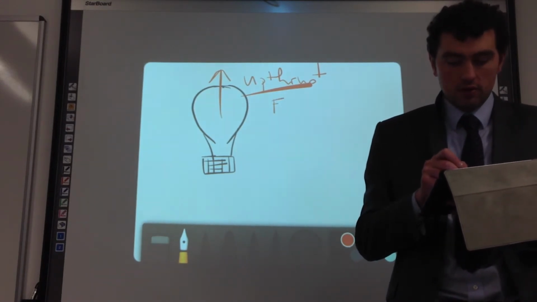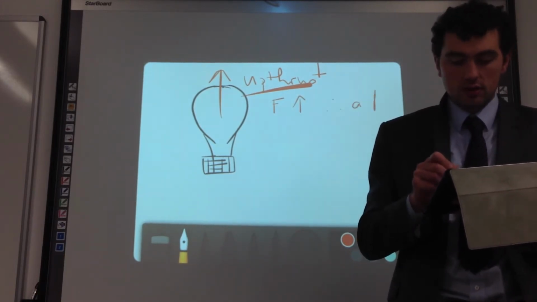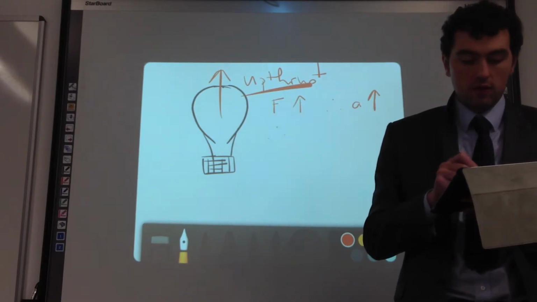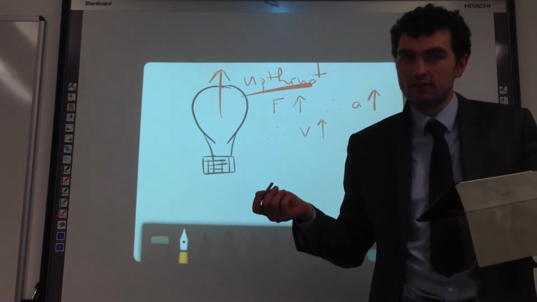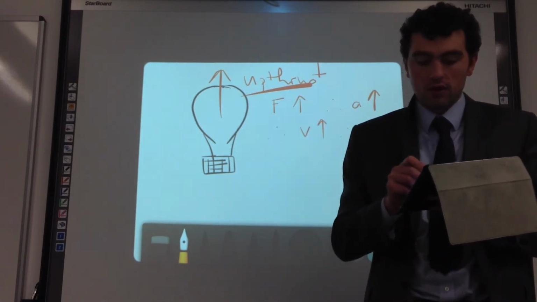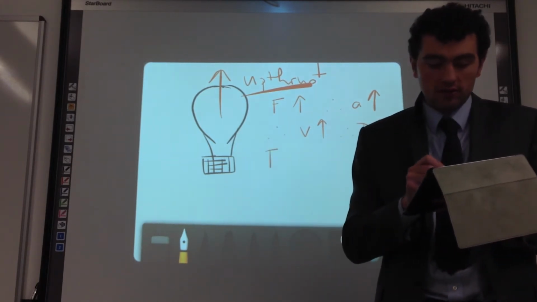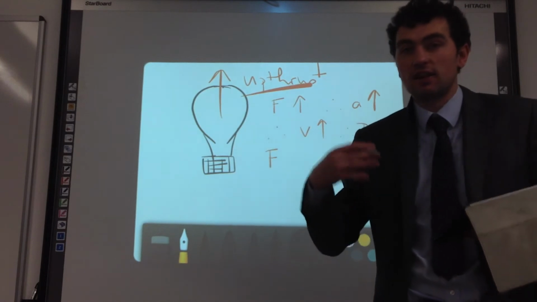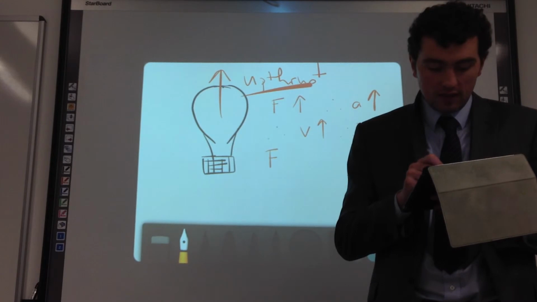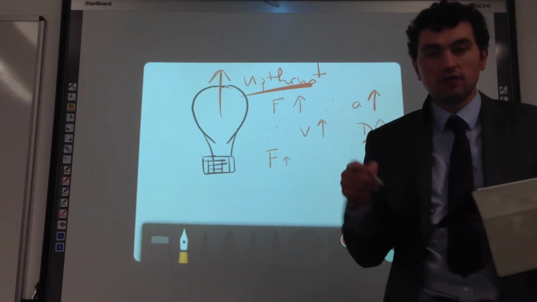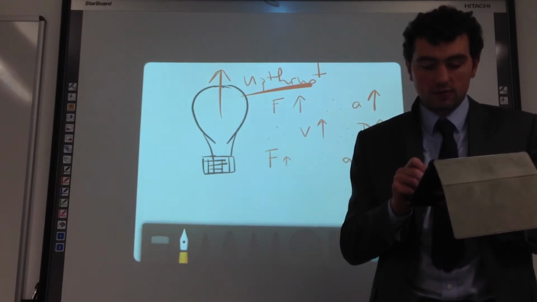and therefore the resultant force is up, therefore acceleration in the upward direction. Therefore, the velocity increases. But as the velocity increases, the drag increases. As the drag increases, the resultant force is now getting less. It's not as big as what it used to be. It's a little bit smaller. But if the resultant force is smaller, that means that the acceleration is not going to be as big up, because it's going to be smaller.